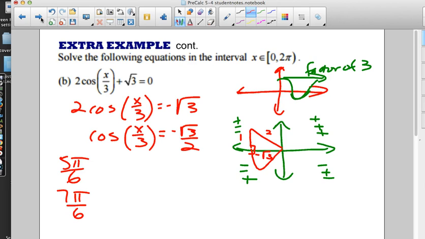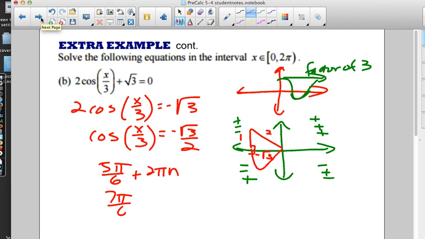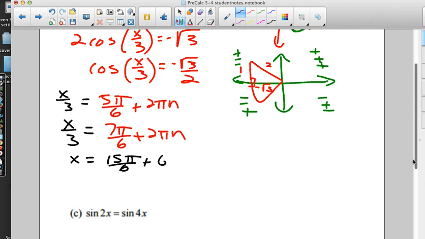Those aren't our answers. Those are the answers for x over 3. So let's write our formulas. Oh, let's squish this in here too. So this was for x over 3. So how are we going to get x? Multiply everything by 3. Okay, so that would give me x equals 15 pi over 6 plus 6 pi n, and x equals 21 pi over 6 plus 6 pi n.